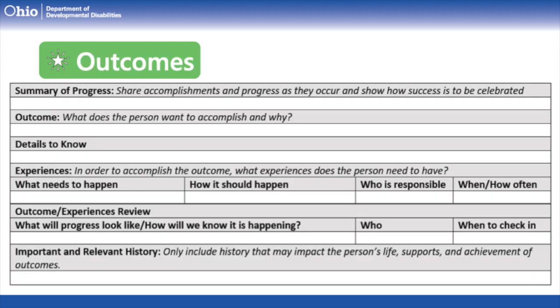Next, we have the outcomes section. The outcome should be what the person believes will make their life better, or identify something they want to accomplish over the next year, and then provides information on how the team will work together to make that happen.